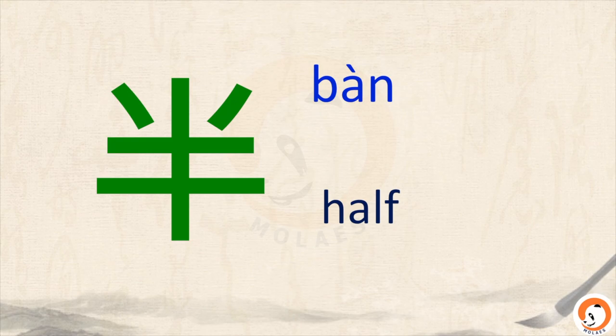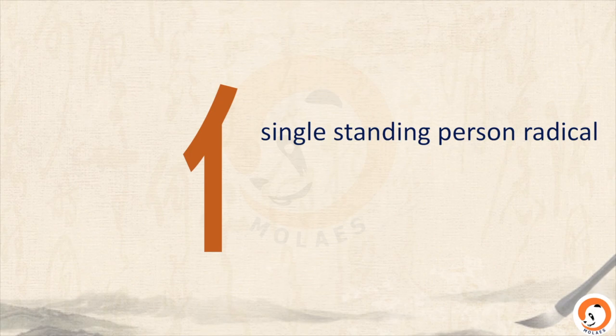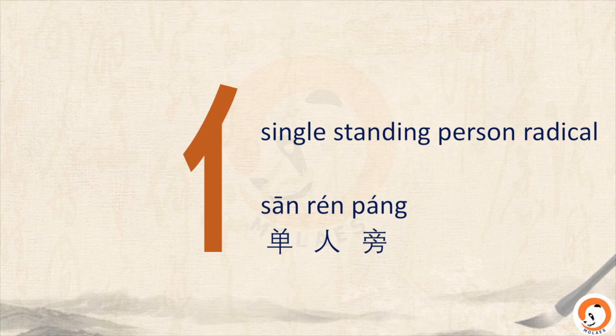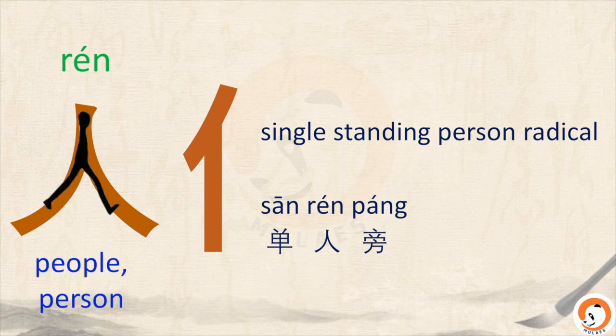Now let's look at more examples. This character is 半, means half. It's kind of ideogram as well. In this character is 半 plus another radical. And now we can guess the sound. Yeah, it's 伴. And it means companion, partner, or to accompany. Now let's have a close look at the left radical. We call it a single standing person radical. In Chinese, it is 单人旁. It's derived from 人, people, or person. As a radical derived from a pictogram, this radical has no sound.